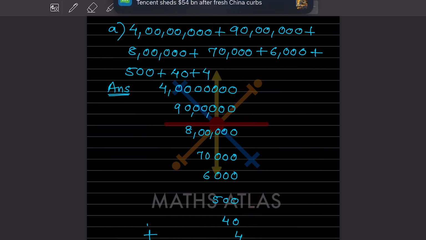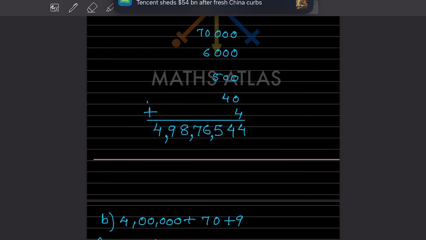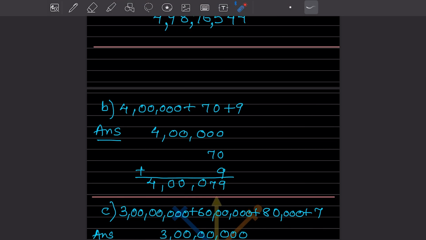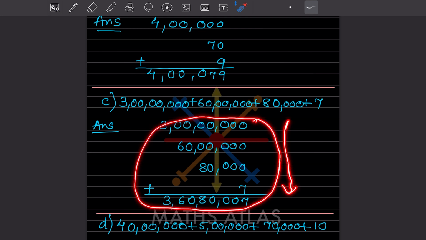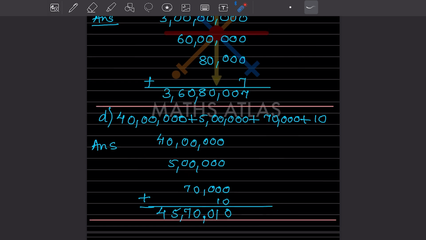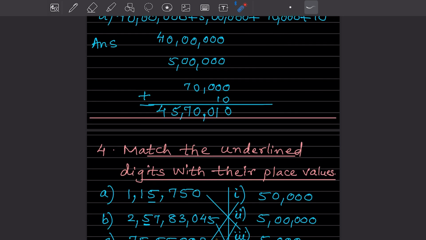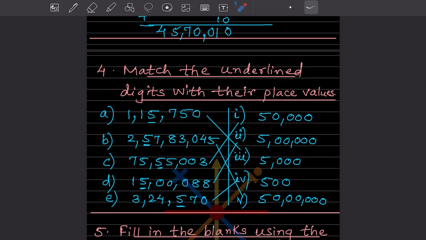Hope that is clear. Now, look at the next row here. This you will write again over here. You will add vertically, and this is the answer for this one. Again, for this one you don't need any explanation. Add vertically and you get the final answer over here. Same for this one. Now see here, it says match the underlined digits with their place value.